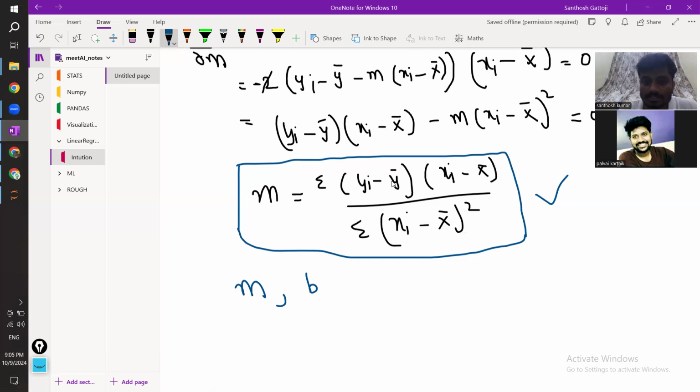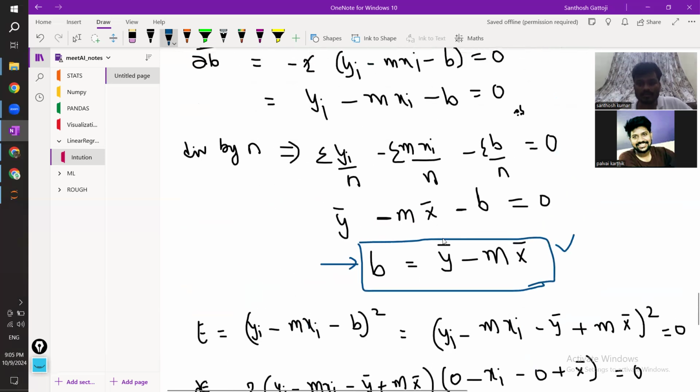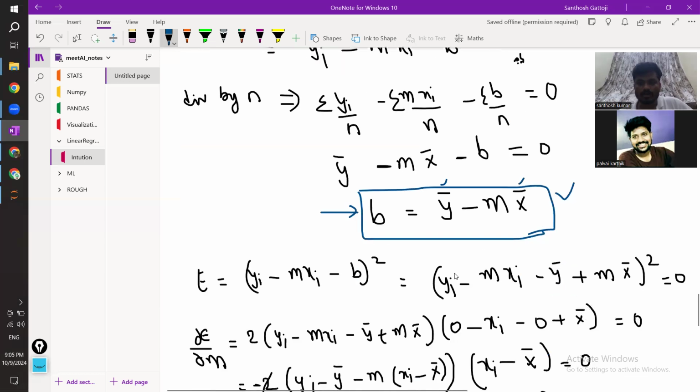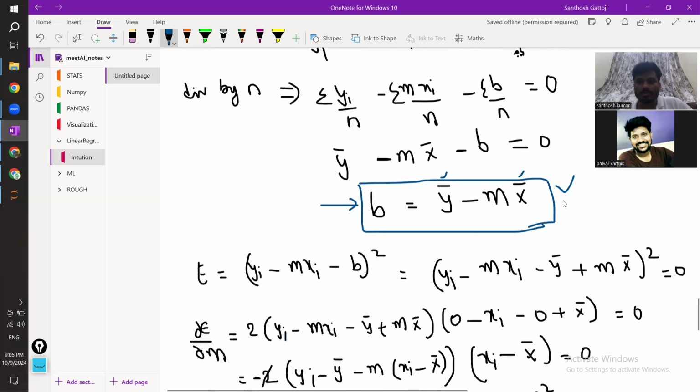But the point is there is nothing that you don't know. Every value you know. Just put the values, do the calculation for all the data points. You are going to get the value of m. Once you get the value of m, take that. Here also you know y bar, you know x bar. You got m from here. Put that. You got b.